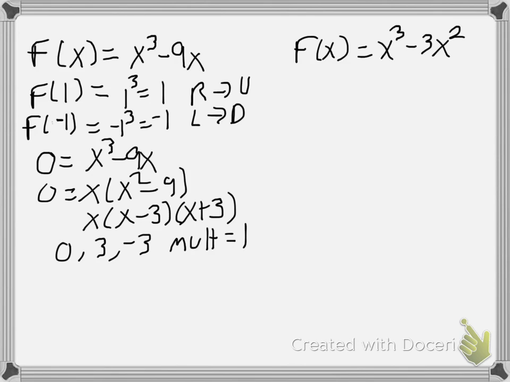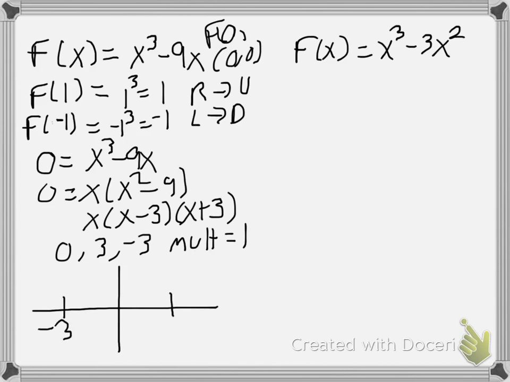So now I just draw my little picture. Oh, and I also find the y-intercept, f of 0. Plug in 0 for x, I get 0 minus 0, which is 0. So I get a point at 0, 0 also. Alright, so I have negative 3, 0, and positive 3. I know that on this side it's going down, so it'll pass through negative 3, go down through 0, and then this way it's going up, so it has to come up through 3.